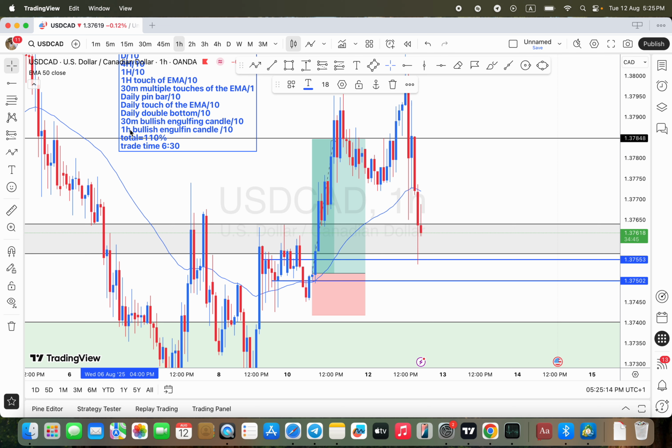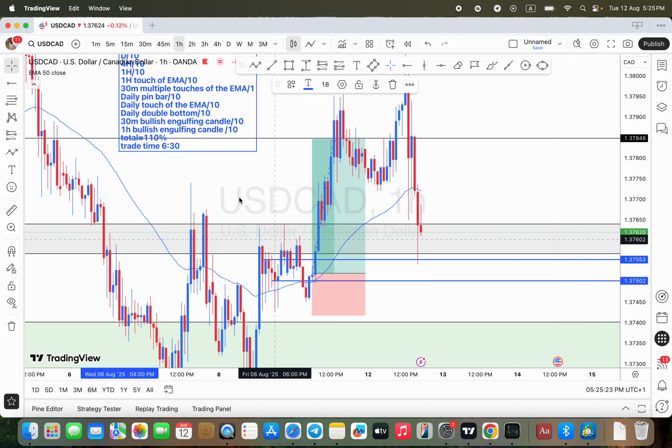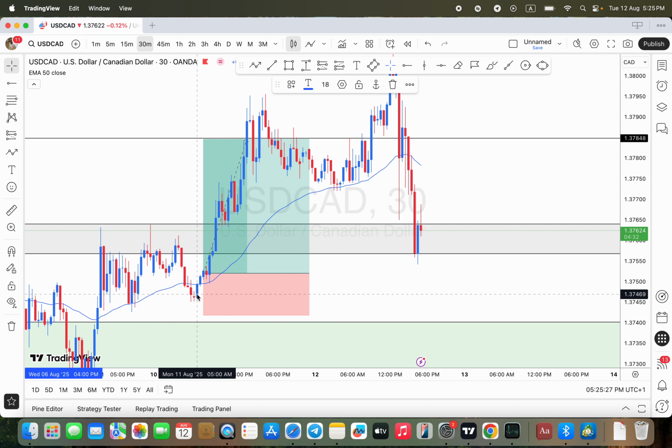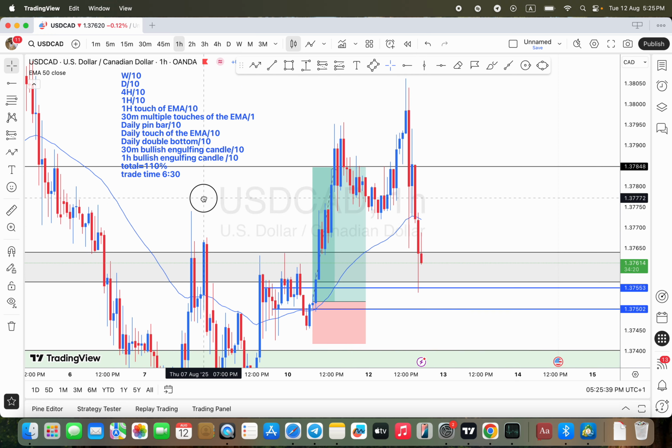Engulfing candle. What again? 1 hour bullish engulfing candle. Also, we have a 1 hour bullish engulfing candle. Okay, this was a bullish engulf, the 1 hour bullish engulfing candle, and this was a 30-minute bullish engulfing. This is it right here. It engulfed these 2 candles. So there was a 30-minute bullish engulfing candle right there. What again? I think that was all.